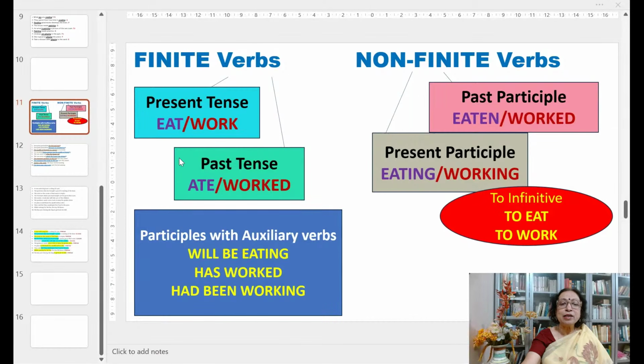These two are only finite alone. These become finite with the help of helping verbs. Let us now move to the phrases and clauses part.